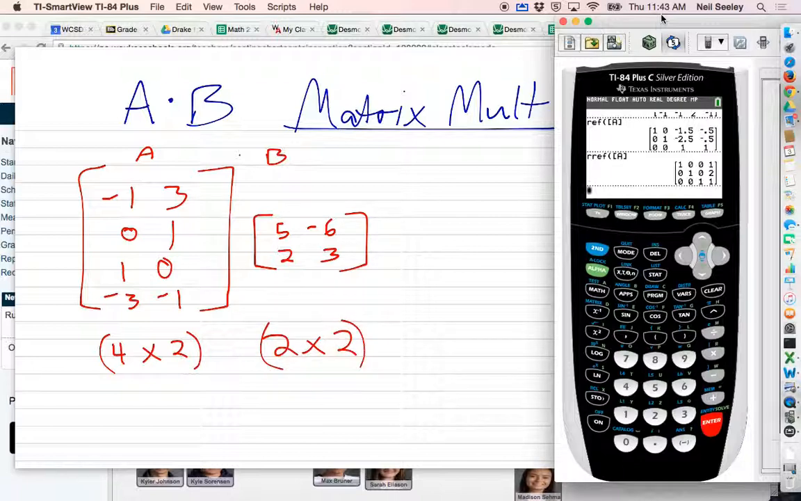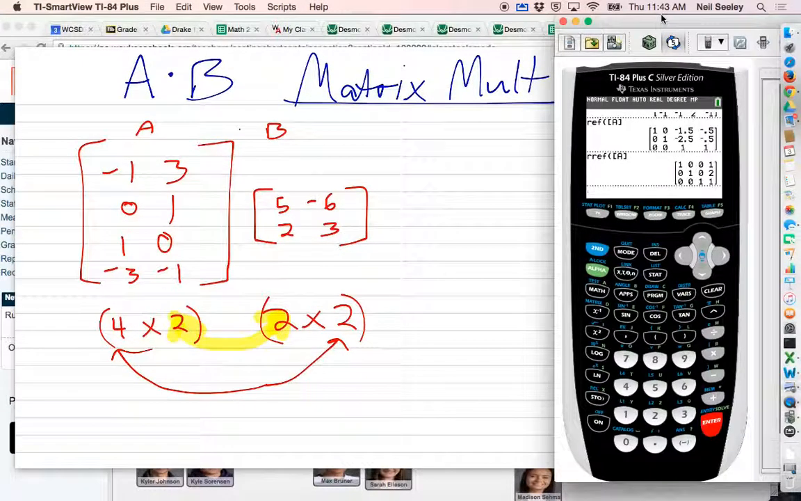When you multiply those two together, is it possible? Do you guys see that? Is this a possible multiplication? Do you remember what to look for? Yeah, these got to match. These match, and the result will be a 4 by 2.